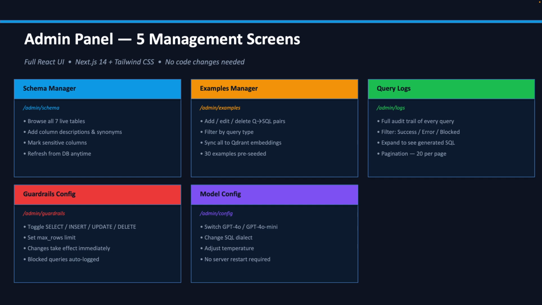Guardrail config. Control panel for SQL permissions. Toggle operations on and off in real time. Changes are immediate, no restart is needed. Model config. Switch between different LLMs, from GPT-4 to GPT-4 mini, or change the dialect from one to another, or adjust the temperature from 0 to 1, or 0 to 0.5, like that. All runtime configurations can be done through the UI. No restart is needed.